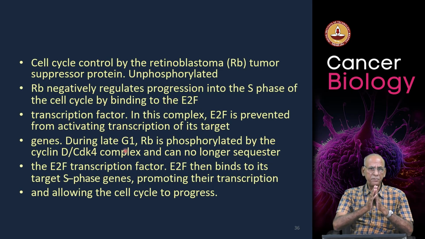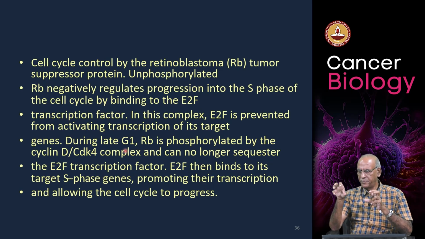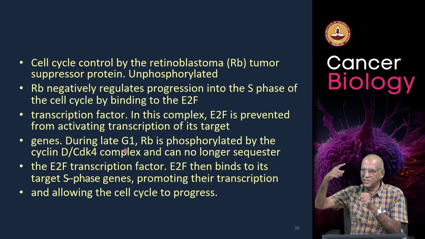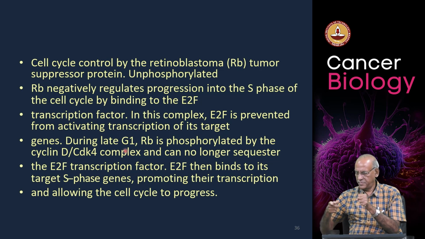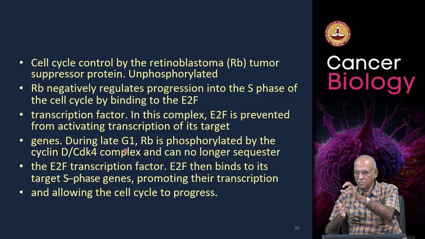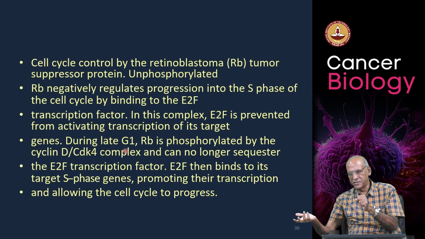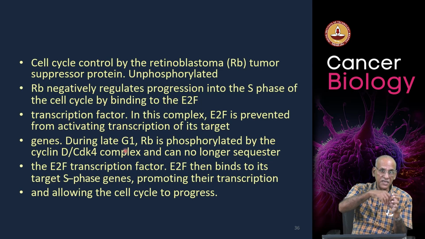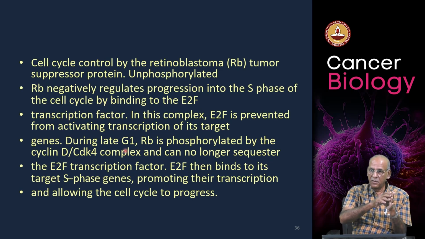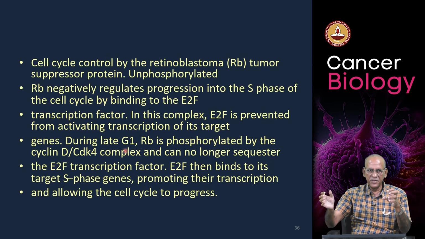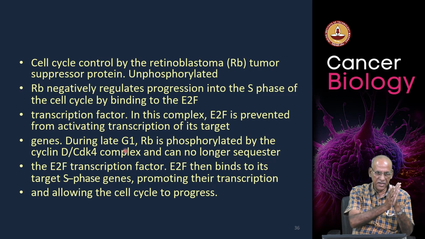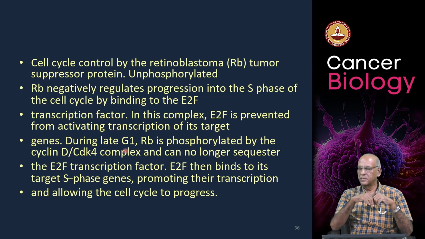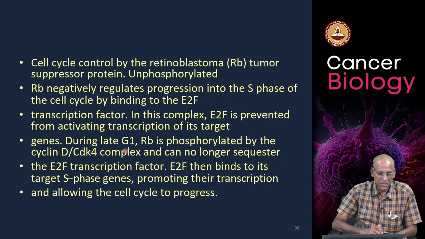I hope you understand. RB binds to E2F. E2F is a transcription factor that positively regulates the cell cycle. But when E2F is bound with RB, it cannot do its function. When RB gets phosphorylated, it gets inactivated. Now its interaction with E2F is interrupted, and E2F is free to do cell cycle work. So, this is the major mechanism that you may have to understand.